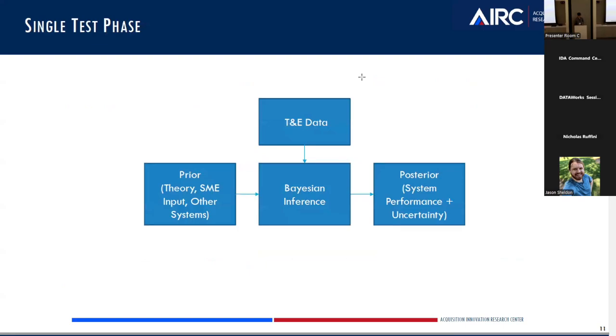Okay, so how do we apply Bayes to T&E? If we were doing it on a single test phase, it might look like this. We would come in with a prior that's based on whatever information we have, and then we collect test data. We run it through this Bayesian machine and we get out an updated understanding, which represents point estimates of the parameters we're trying to estimate, as well as uncertainty associated with those parameters.